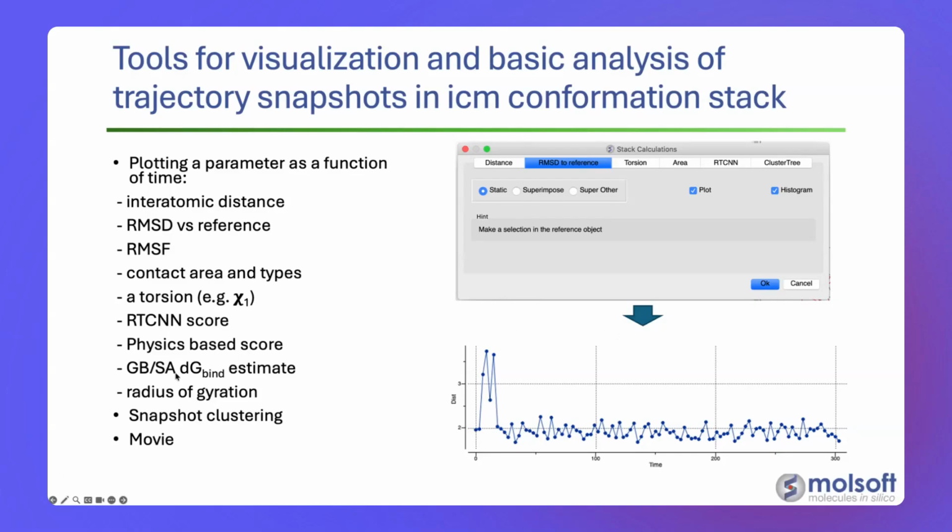You also have the GBSA delta G binding estimate, which is the approximate binding free energy between the ligand and the receptor using a generalized Born, electrostatics, and surface area desolvation terms. And also we have the docking scores as well if you're running a simulation using small molecules.